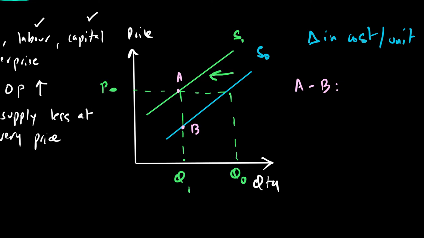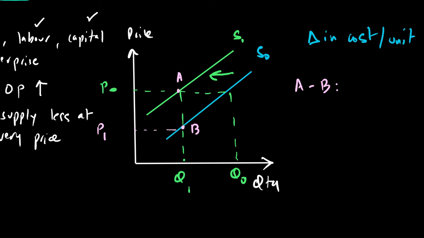For example, let's say at a price of P1, I was making Q1 quantity before when the supply curve was S naught. And because of the rise in cost of production, let's say my supply curve went to S1, and now I'm making the same Q1 at a higher price of P naught.